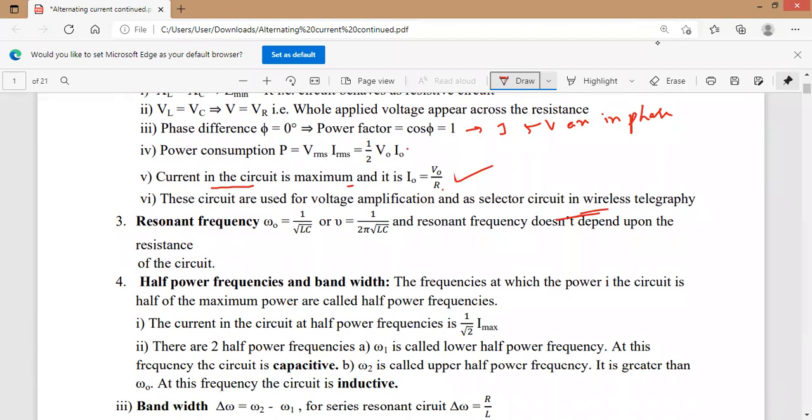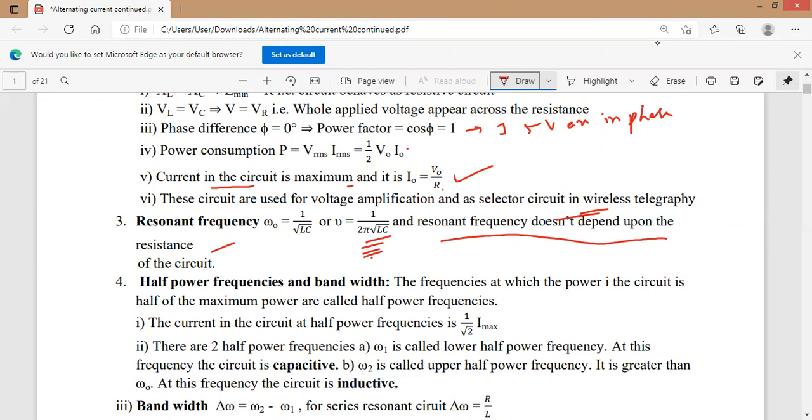The resonant frequency omega naught is equal to 1 by square root of LC, or mu is equal to 1 by 2 pi into square root of LC. The resonant frequency does not depend upon resistance. It only depends on inductive reactance and capacitive reactance.